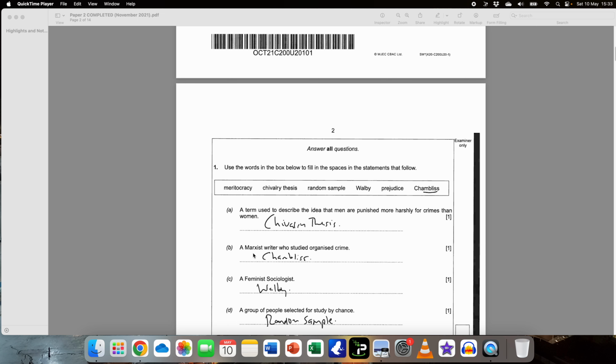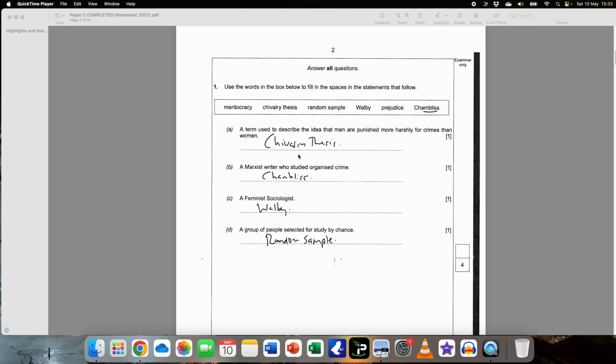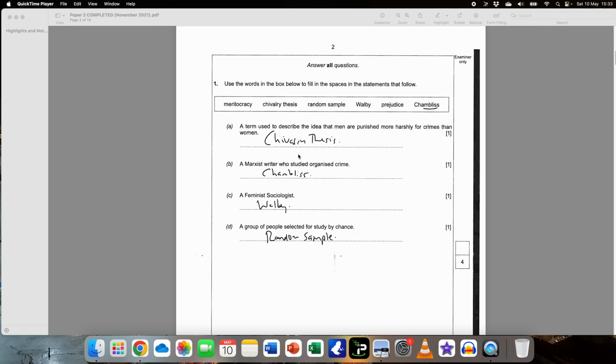So just like paper 1, let's start off with the first question. You will get given key terms. Use the words in the box below to fill in the spaces in the statements that follow. So let's just go through these one by one. For those of you who were in class on Friday, the people that weren't in the business intervention, we went through this, but we didn't get time to finish, and I want to make sure you're all capable of doing this.